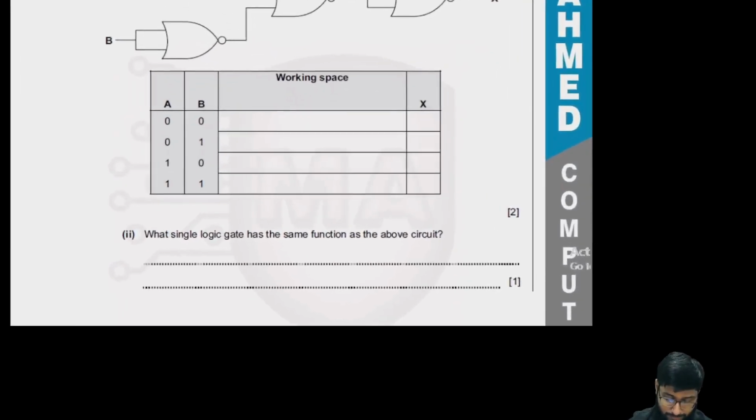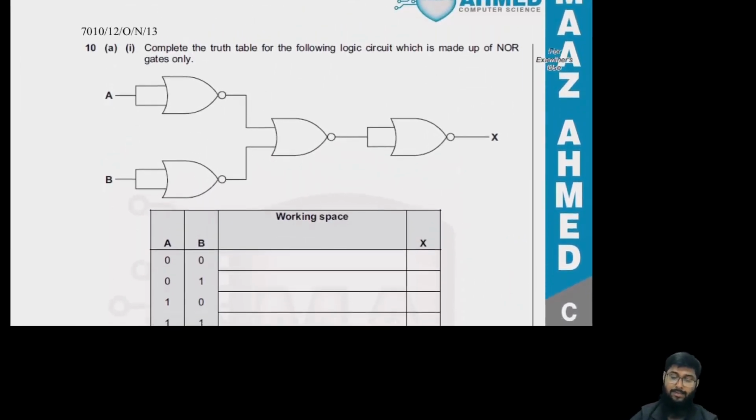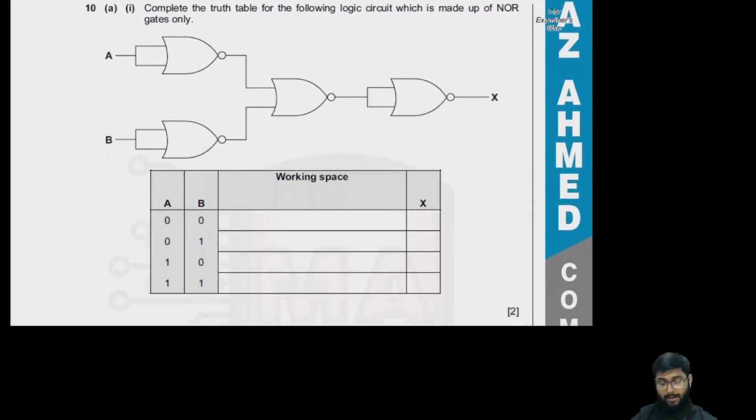Okay, let's assume this one. Now it says complete the truth table for the following logic circuit, which is made up of NOR gates only. Now there are only the NOR gates that have been implemented. Now the two inputs are given.